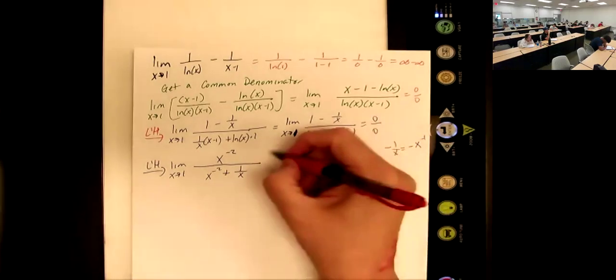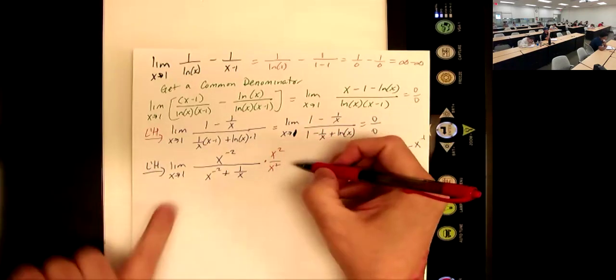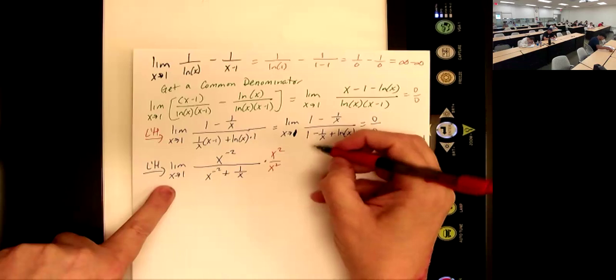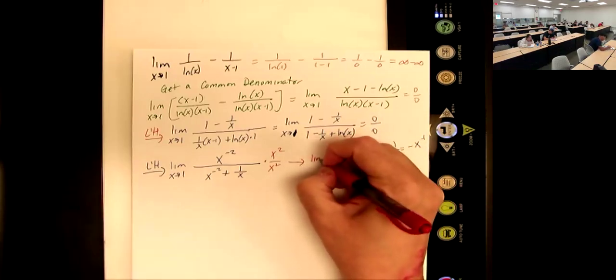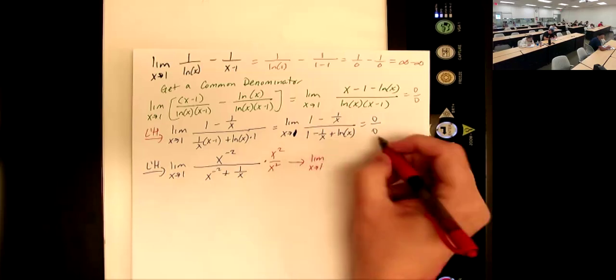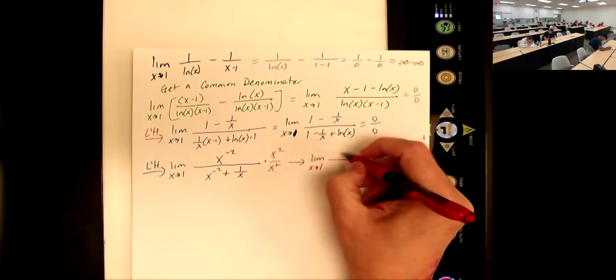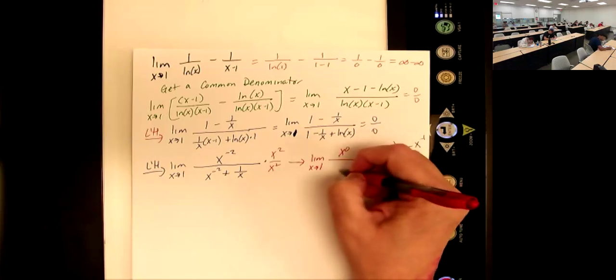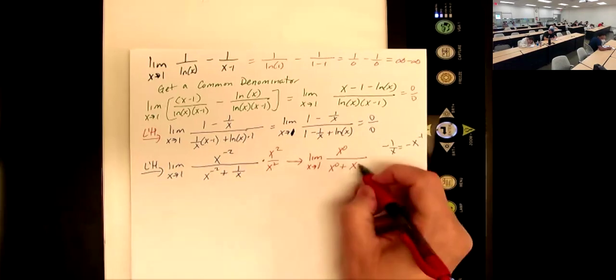And that's getting confusing, so let's multiply by x squared over x squared. We can do that because x is going to 1, so we're multiplying by a legitimate value. This is not doing L'Hopital, we're just cleaning things up a little bit here. And I get x to the 0 on top and then x to the 0 plus x to the first power on bottom.